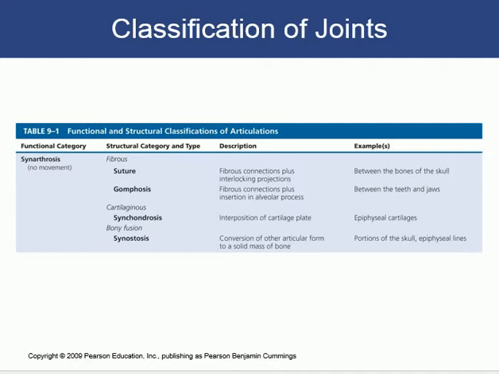Synostosis. What's synostosis? One bone, and bone in between. That's fusing them together. So what happened here is the joint becomes one bone mass. Examples are a portion of the skull and the epiphyseal lines.